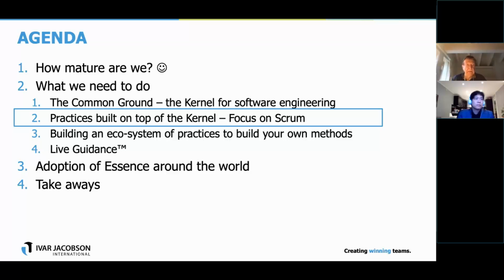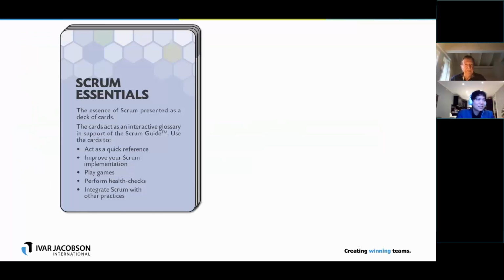So let's see, we go to next, and now we are going to build practices on top of a kernel, and I will focus on Scrum. So here we now have one set of cards. By the way, I should show you. Can you see me now? This is the alpha cards. This is the whole kernel and its alphas.